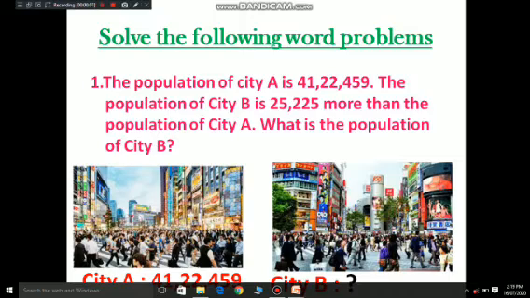Let us move to word problem. Solve the following word problems. It is given in your textbook on page number 34. Question number 1. The population of city A is 41,22,459. The population of city B is 25,225 more than the population of city A. What is the population of city B?